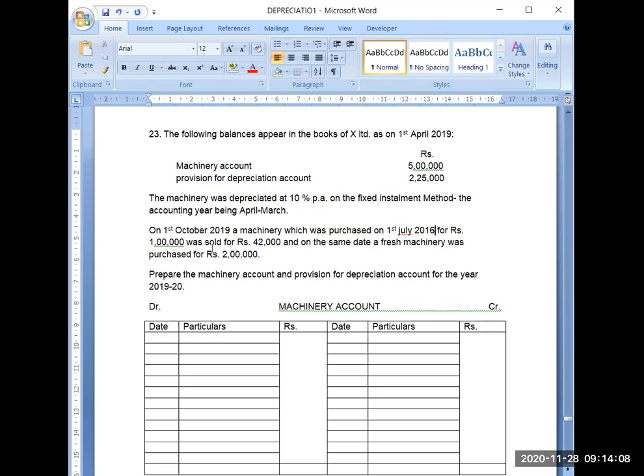For rupees 1 lakh, it was sold for rupees 42,000. So on this date, we have sold out a machinery which was actually purchased on 1st July 16, and the sale amount is 42,000. The cost of the machine was 1 lakh. And on the same date, a fresh machinery was purchased for rupees 2 lakh. So you have to show the machinery account and provision for depreciation account only for the year 1920.